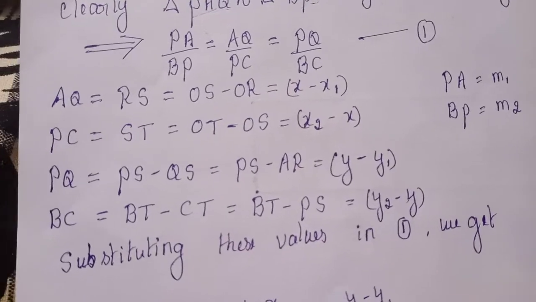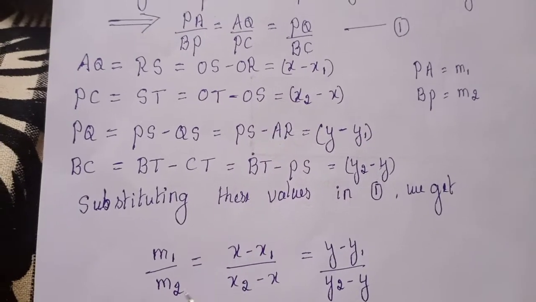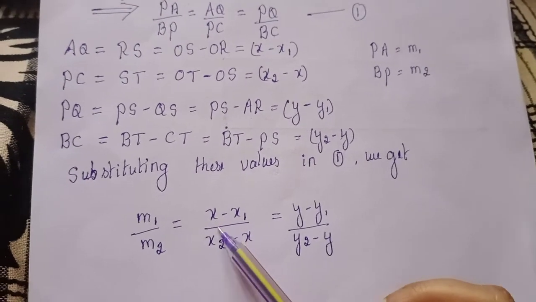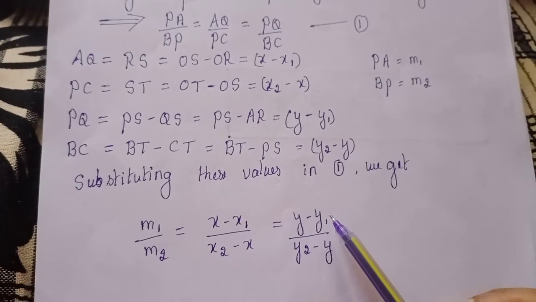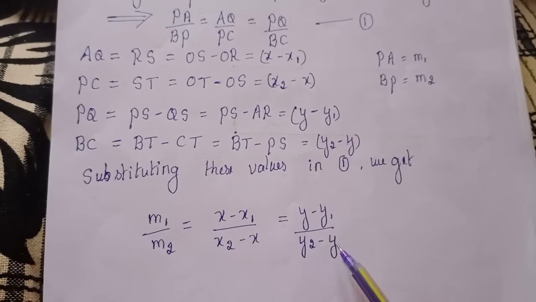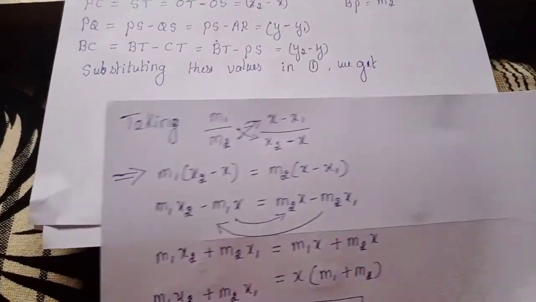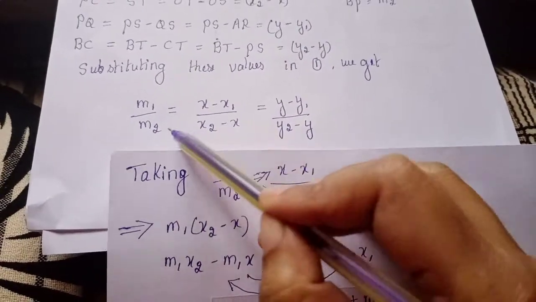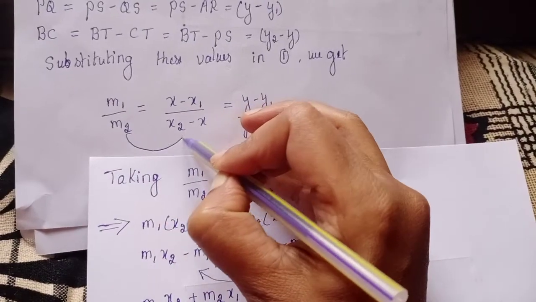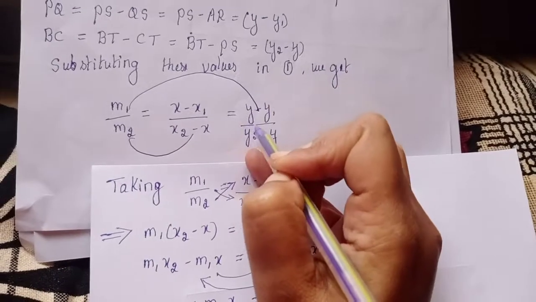Now let us substitute all six components. We get m1 by m2 equals x minus x1 divided by x2 minus x, equals y minus y1 divided by y2 minus y. Now with this, I can find the x value and y value. If you consider the first two and simplify, you get the x value. If you consider the other two and simplify, you get the y value.